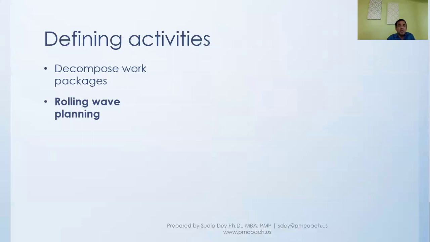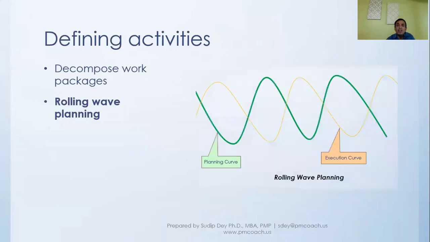Then there is this concept of rolling wave planning. Rolling wave planning essentially is the concept that we plan in detail what is very near to us, and something that is far away, we don't plan in detail because probably we don't know enough to actually plan in detail at this point of time. When we get closer to that, we are going to actually plan those. So in a way, it looks like this.